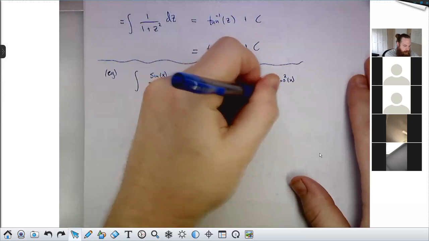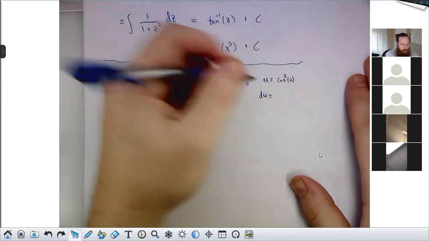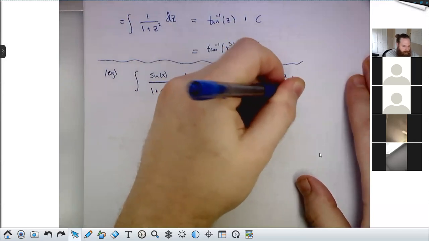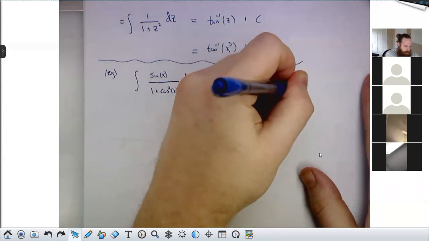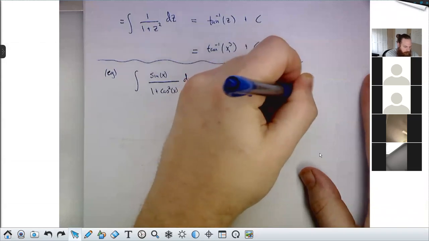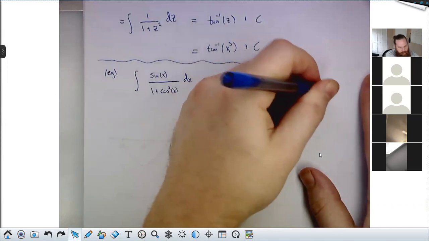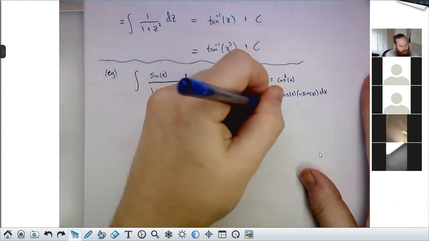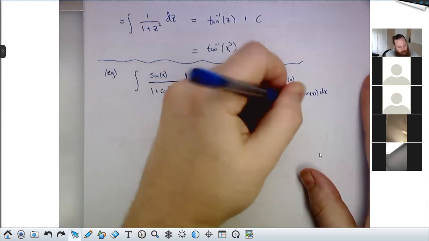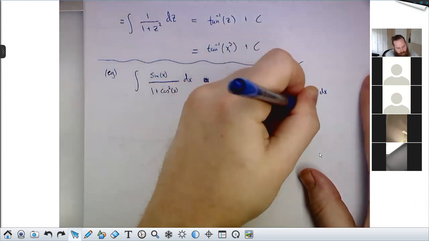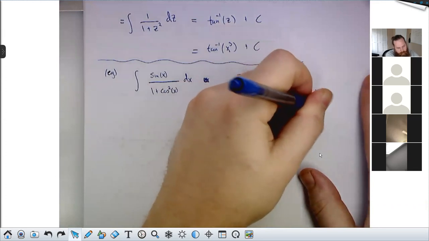Then du, we need the chain rule here, right? Would be 2 cosine to the 1 of x. And then by the chain rule, we multiply by the derivative of cosine, which is negative sine x, and then dx. So in other words, du is negative 2 sine x cos x dx.